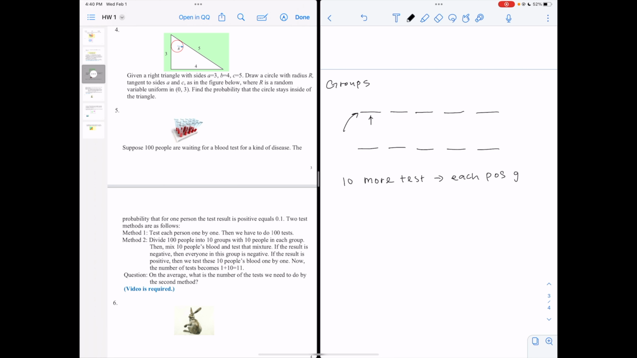And so this question is practically asking us to find out how many positive groups there will be on average. So we have to find out the probability for a group to test positive, based on the probability that we already know, and that is for one person to be sick or not sick.